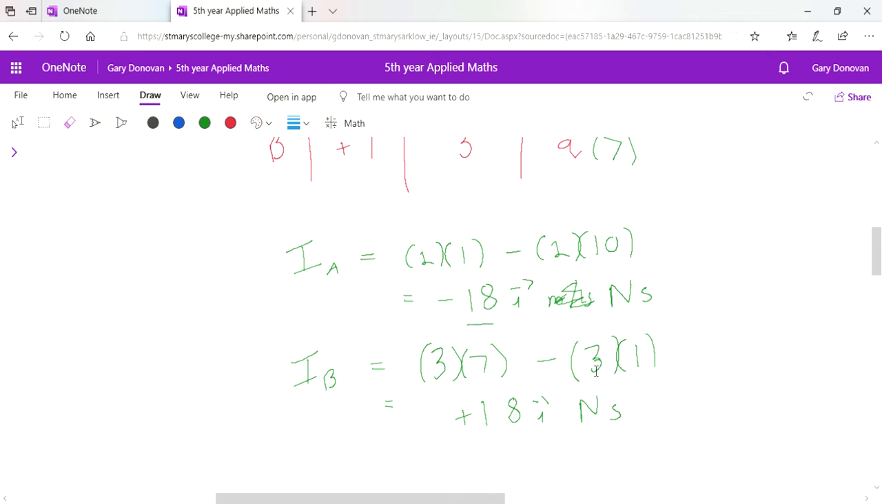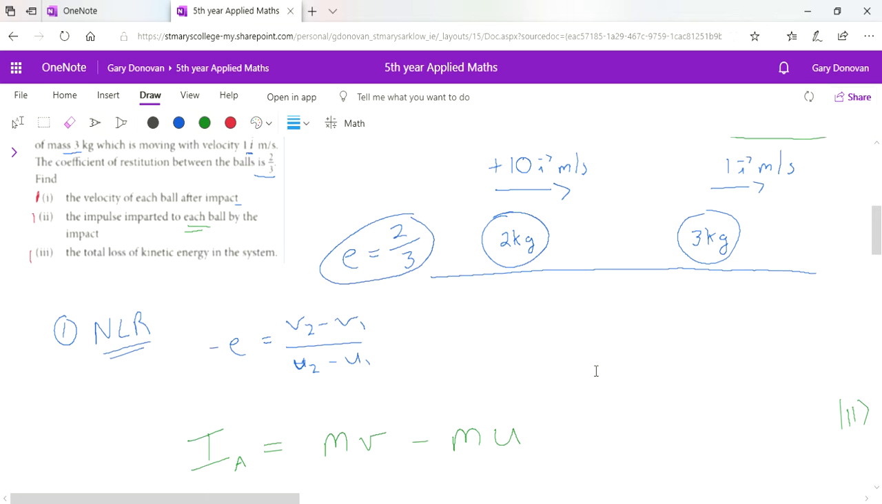Now it's not just a coincidence that they're the same number except with different signs. This is basically a measure of the change in momentum in that direction. I know we haven't spoken much about momentum, but I'm doing enough for you to keep moving on with the questions, and we'll come back over all of this next year. But what you'll find is these will always be the same number with opposite signs. So if A has an impulse exerted on it of minus 18i, B will be plus 18i. So that's part 2 done. It's really easy once you know those equations.